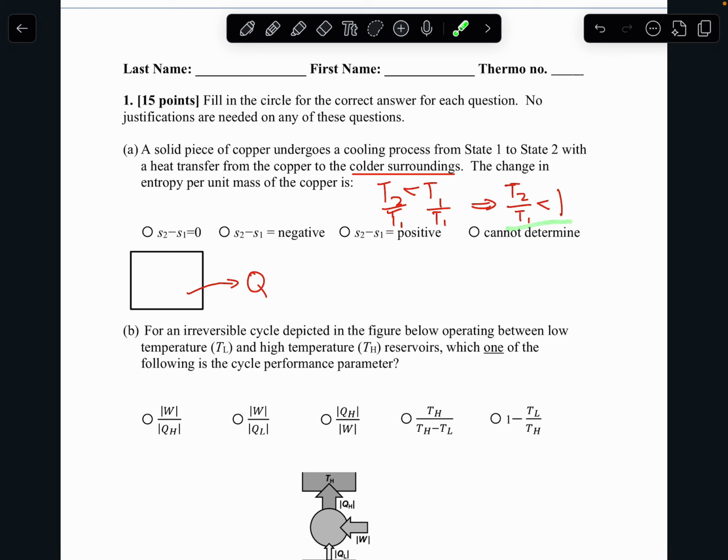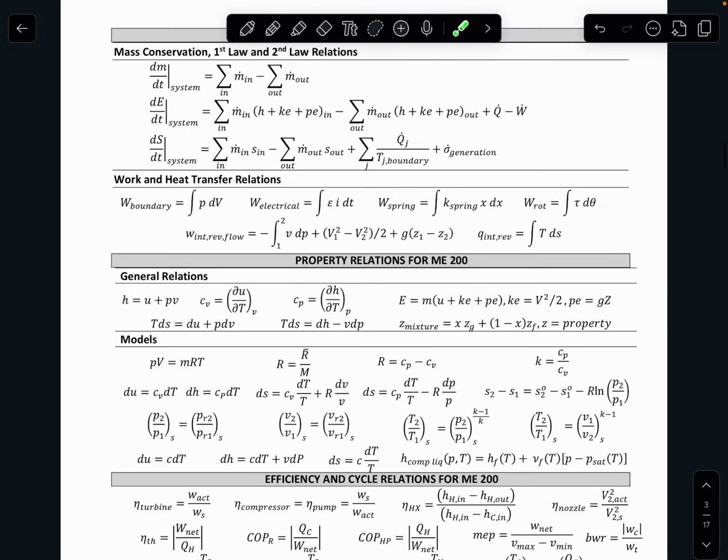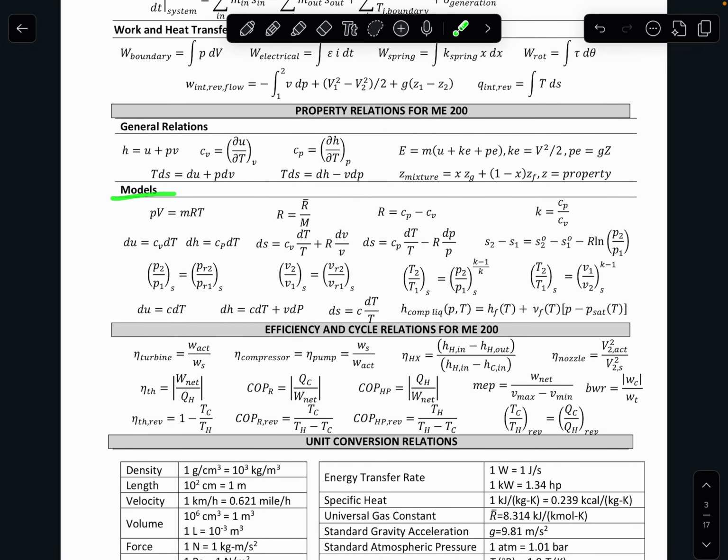And this is useful because here we have a solid piece of copper. And so whenever we see solids, that means that we have an incompressible substance. So this copper is going to be incompressible because we treat all solids as incompressible substances. And we have a section of the equation sheet dedicated to incompressible substances. So let's go down and look at that because we have a direct relationship between changes in entropy and changes in temperature.